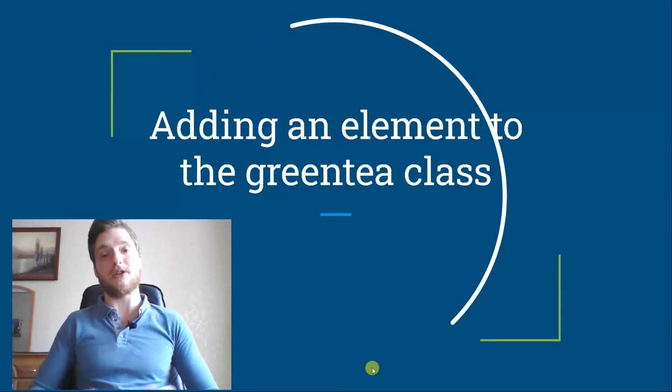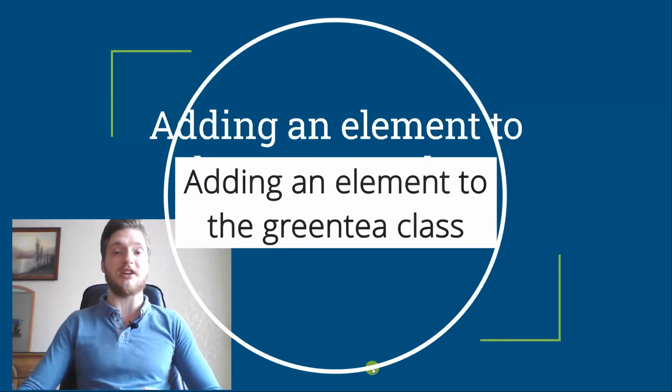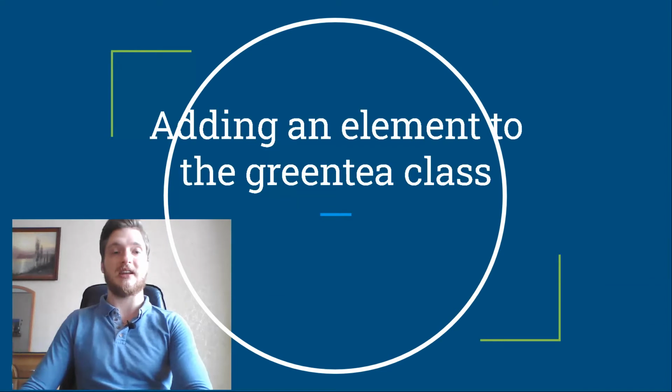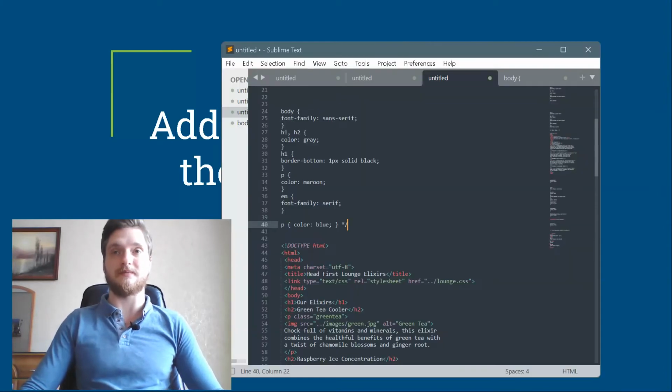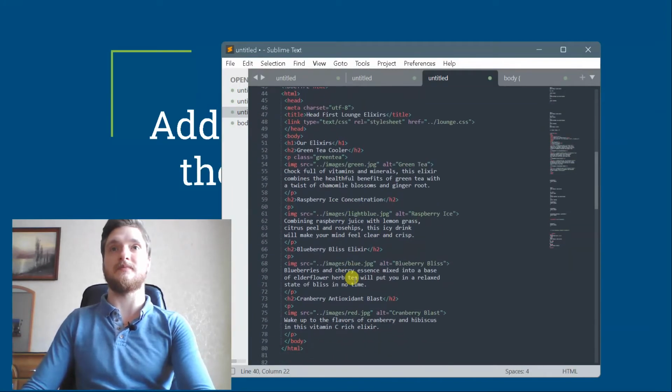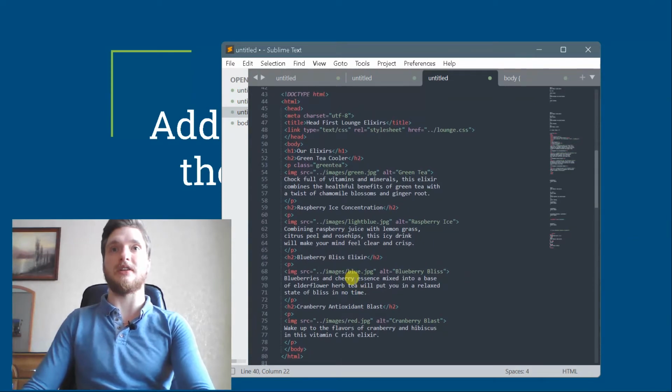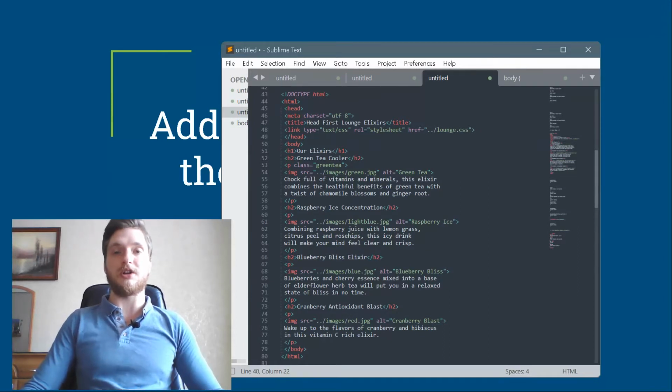We will talk about adding an element to the greentea class. Open up the elixir.html file and locate the greentea paragraph. This is our code. This is the text we want to change to green. All you're going to do is add the p element to a class called greentea.